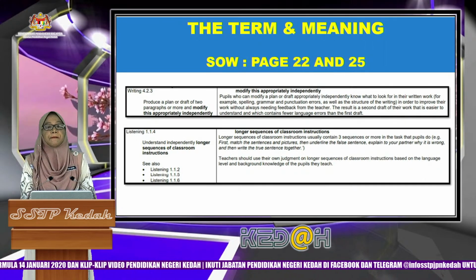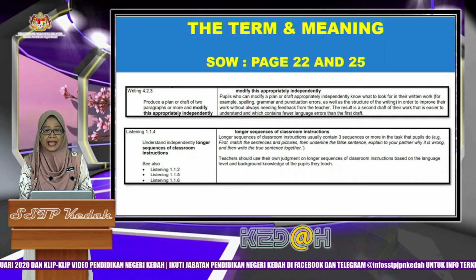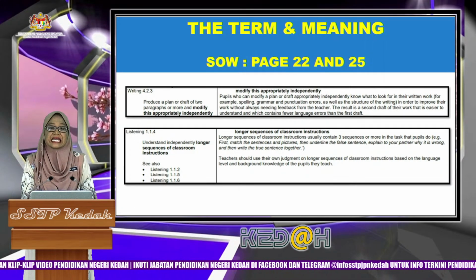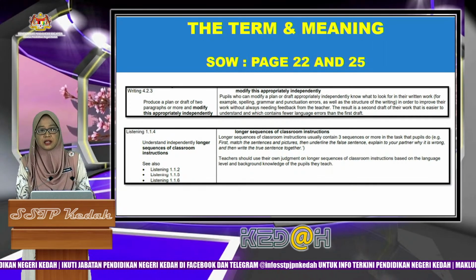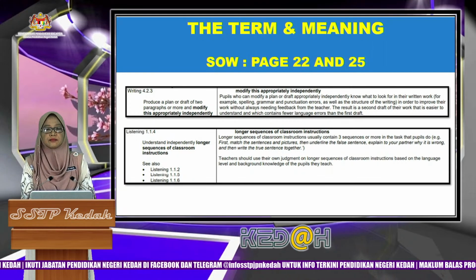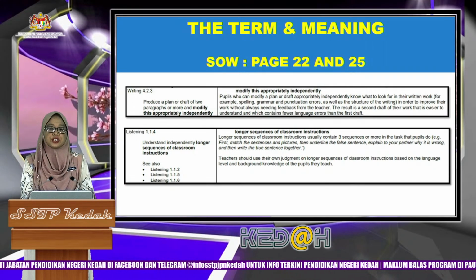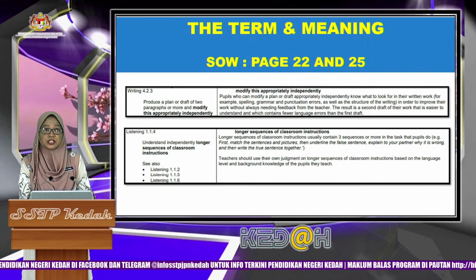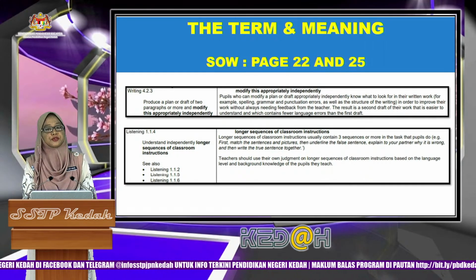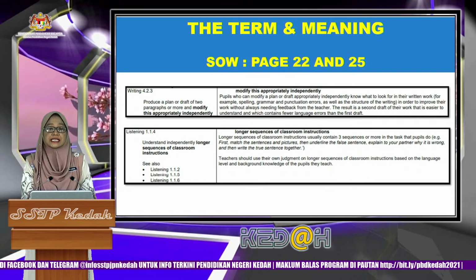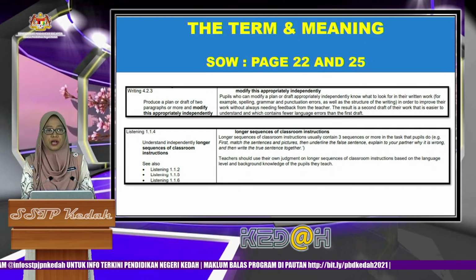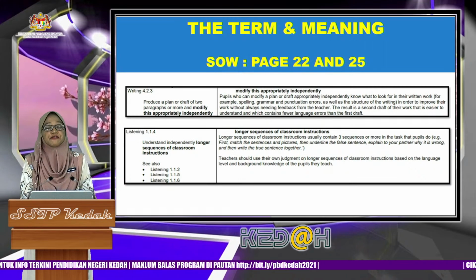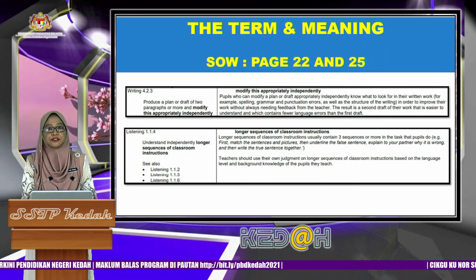Okay, it means pupils who can modify a plan or draft appropriately independently know what to look for in their written work. For example, spelling, grammar, and punctuation errors, as well as the structure of the writing in order to improve their work without always needing feedback from the teacher. The result is a second draft of their work that is easier to understand and contains fewer language errors than the first draft.